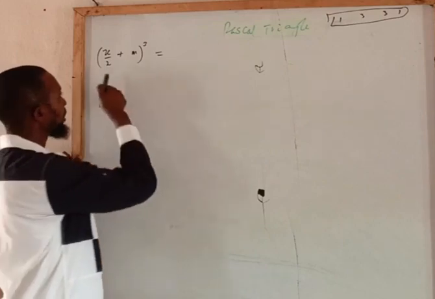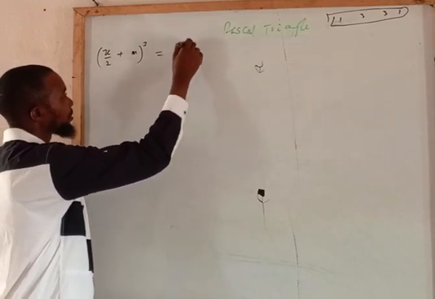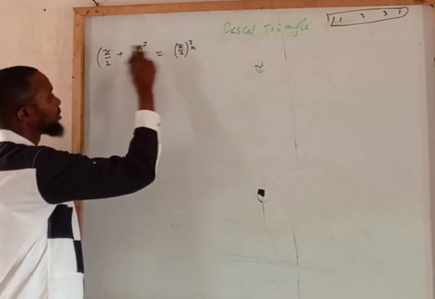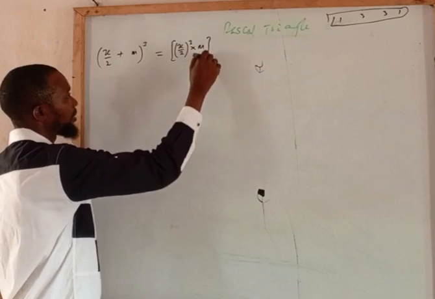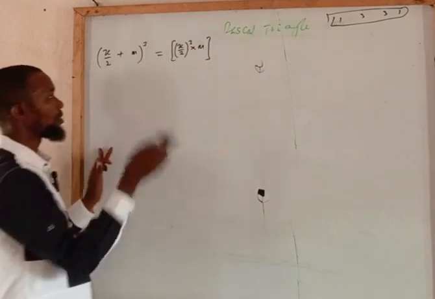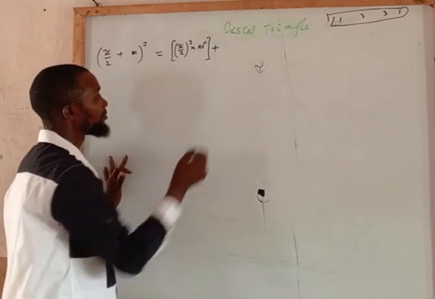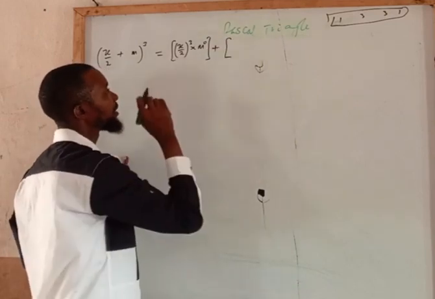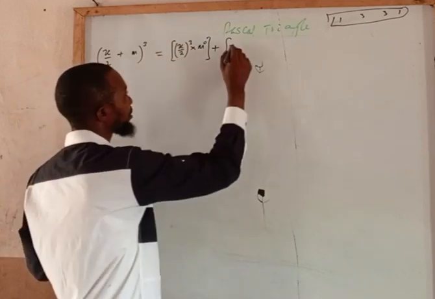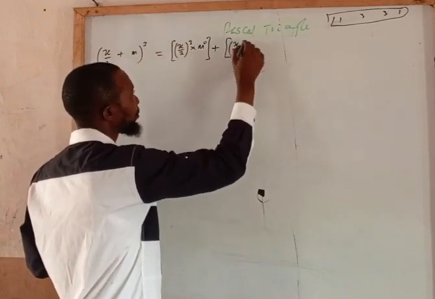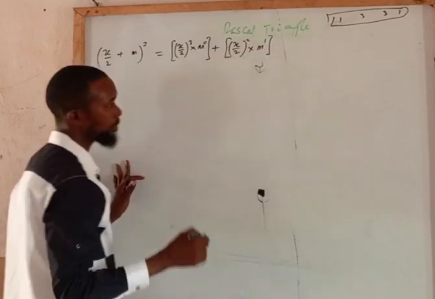So to continue, the first item I have here is raised to power 3 times the second item, raised to power 0. To be better, I use a square bracket. I will combine it with the next item. The next item is a case whereby this power dropped by 1. So that becomes x over 2 raised to power 2 multiplied by m raised to power 1.